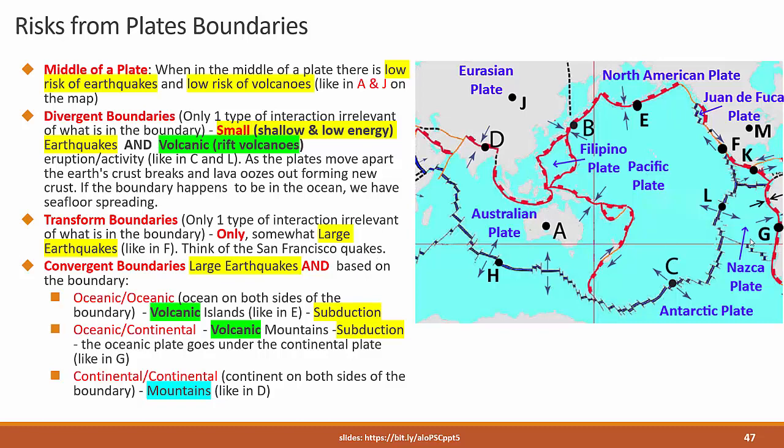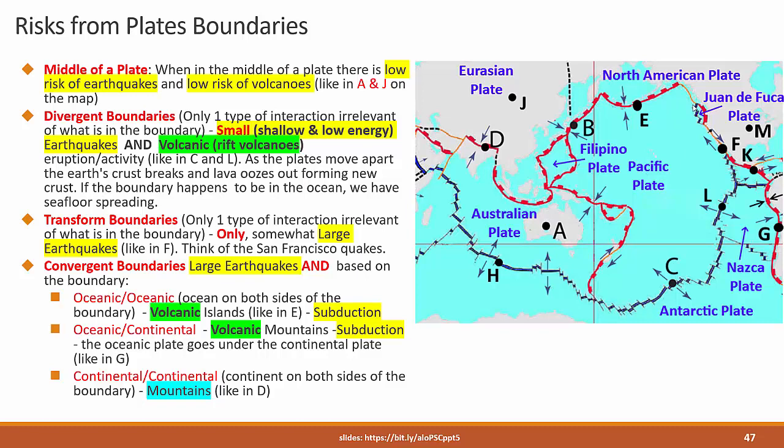Let's talk about risks from plate boundaries. Looking at our map, the blue is the ocean, the gray is the continent land. The red lines here are convergent plate boundaries, like this one here, the boundary between the Pacific plate and the North American plate.